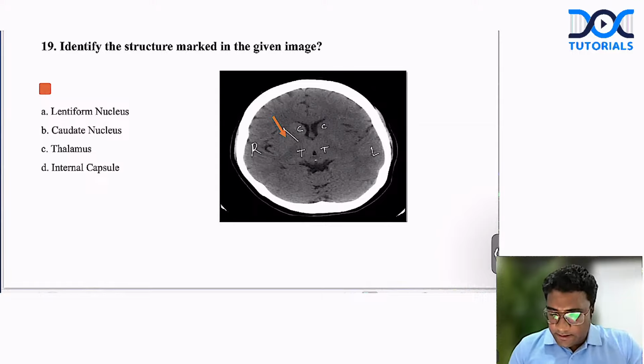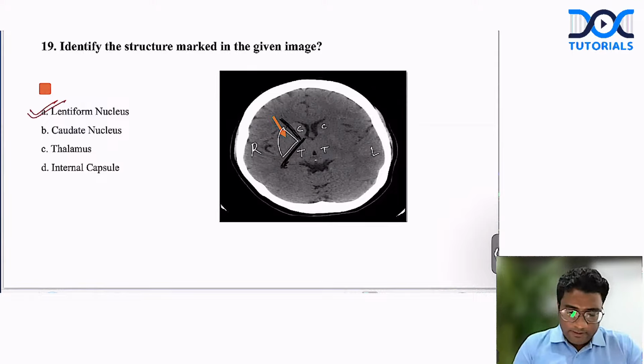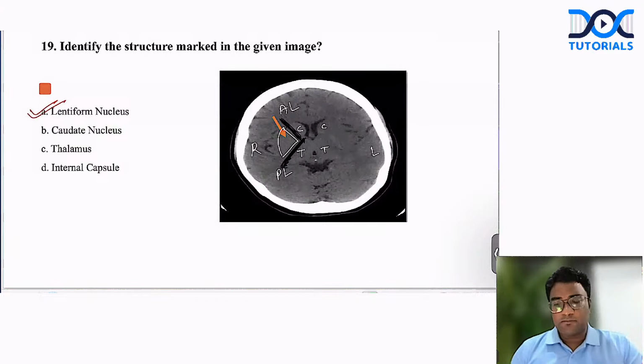And this is the lentiform nucleus, and this is the anterior limb of internal capsule. This is the posterior limb of internal capsule. So what is marked here is the lentiform nucleus. This V-shaped internal capsule has an anterior limb and a posterior limb. Between the lentiform nucleus and the caudate nucleus is the anterior limb. Between the thalamus and lentiform nucleus is the posterior limb of internal capsule. So remember these important parts of the basal ganglia.